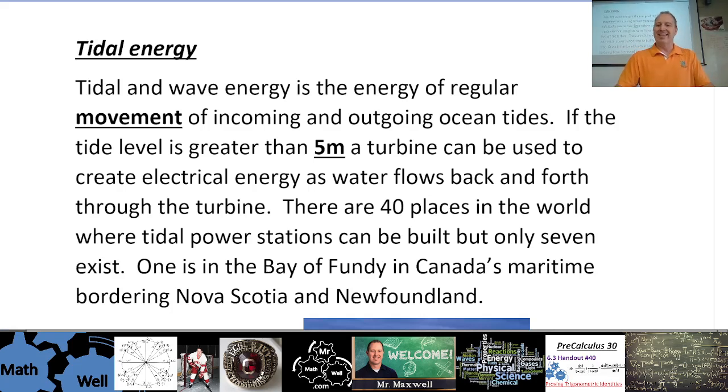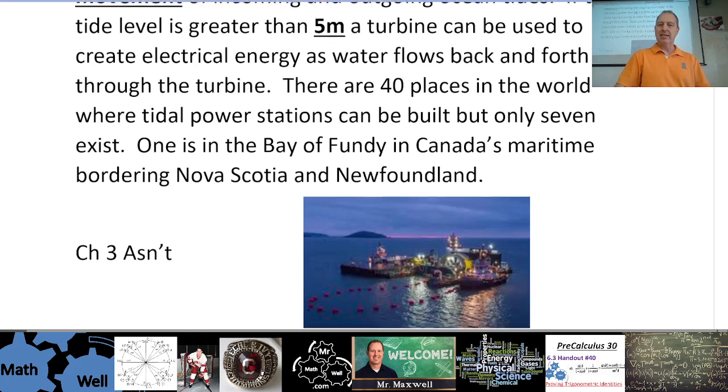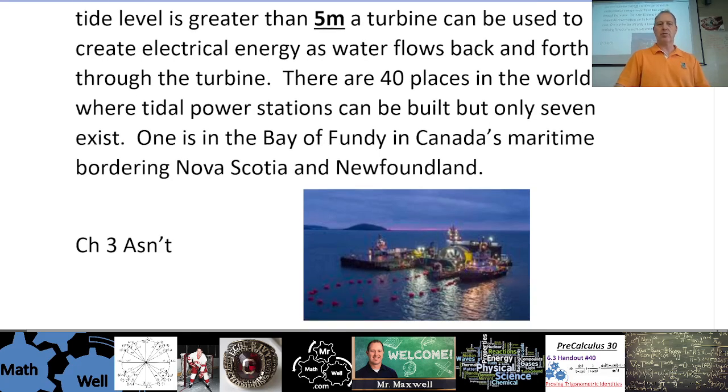Incoming and outgoing tides. If the tide level is greater than 5 meters, a turbine can be used to create electrical energy as water flows back and forth through the turbine. So I've got a little picture down here. This is the Bay of Fundy, Nova Scotia. As the tide rises, you guys know about ocean tides, right?